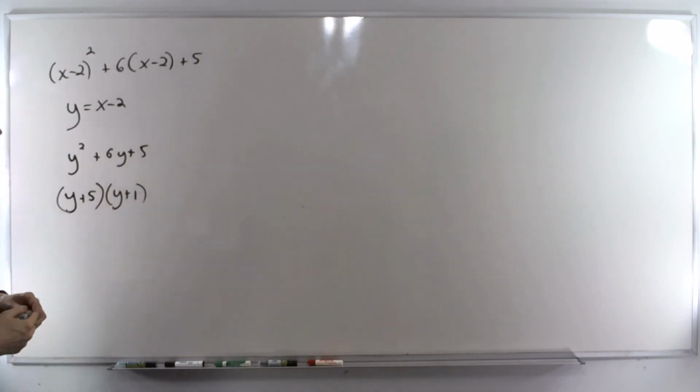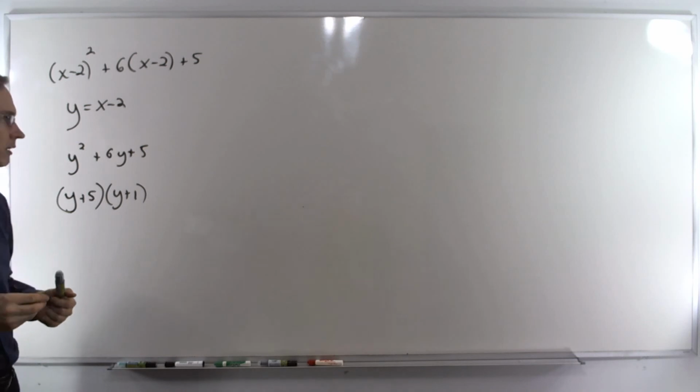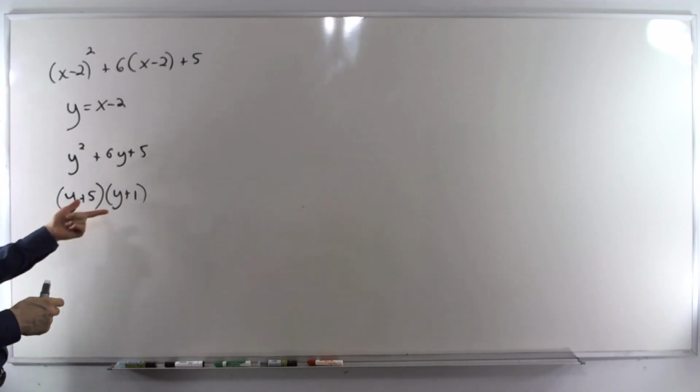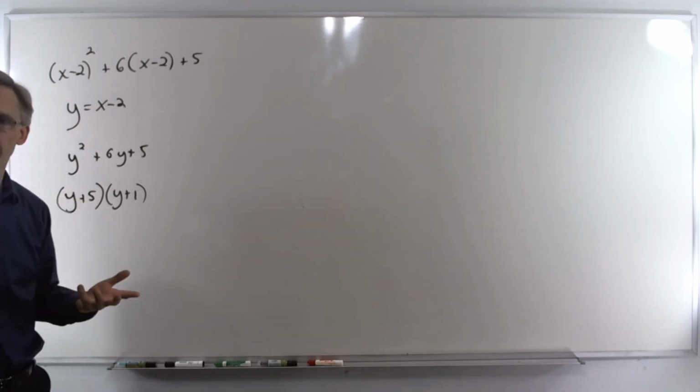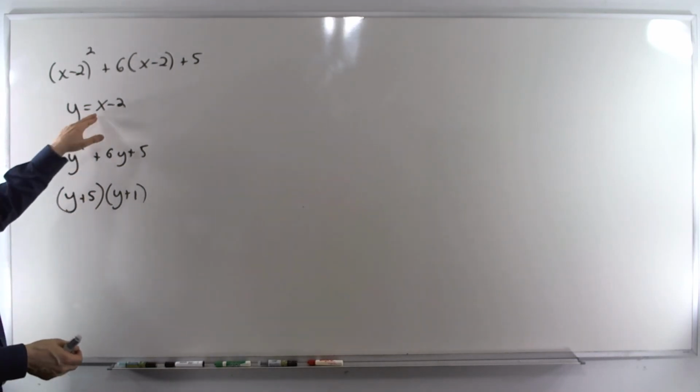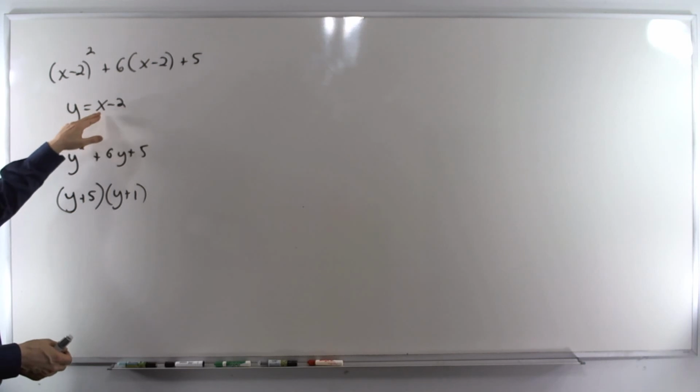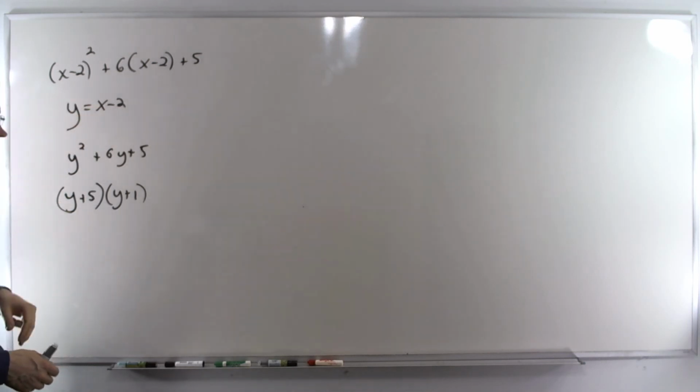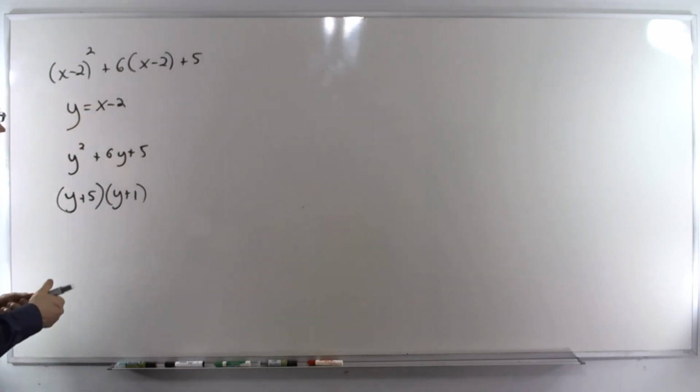That's y plus 5 times y plus 1. All right, but when we factored, we didn't want this expression with y's in it. We want an expression with x's in it. So that means once we have it in this form, we need to go back here and plug in x minus 2 into these. It's called back substitution.